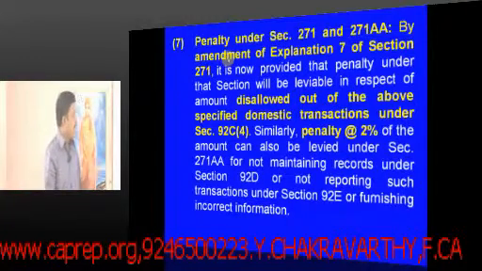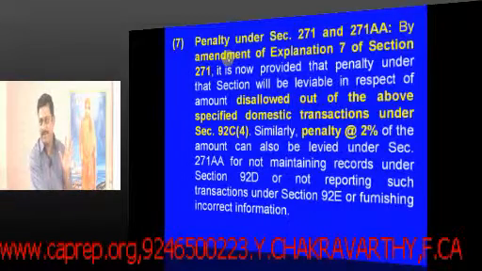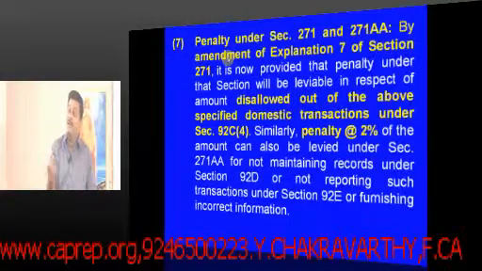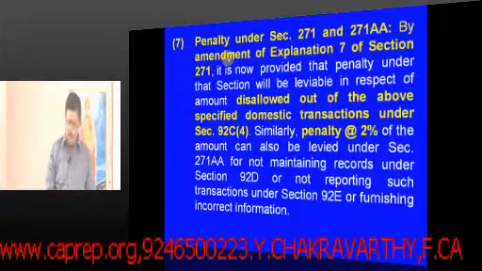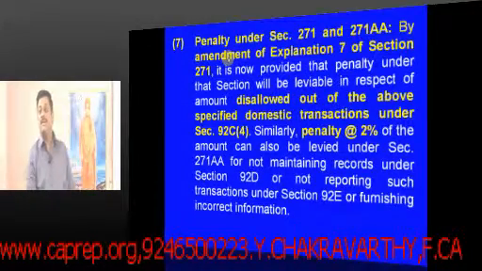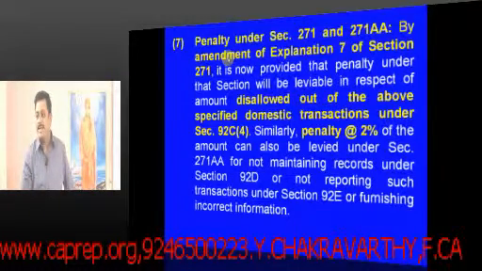Similarly, a penalty can also be levied if you provide wrong information, incorrect information. There are two crimes. One is not maintaining, the second is maintaining and providing wrong information. Which is more dangerous, friends? Which is more dangerous? The second thing is more dangerous.